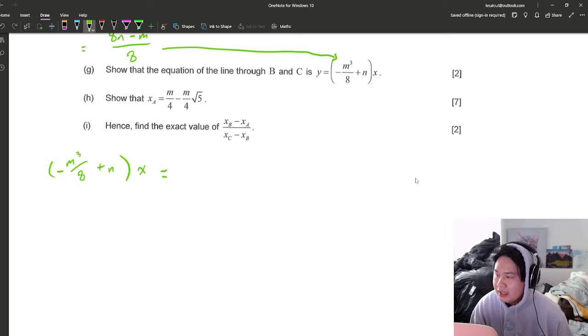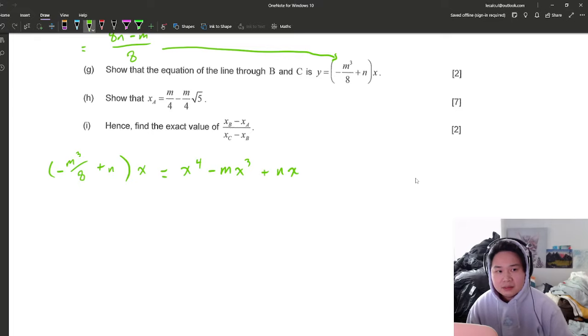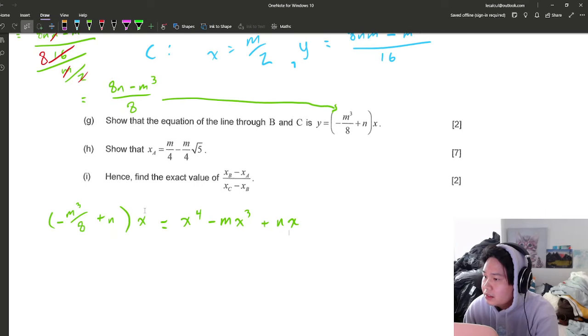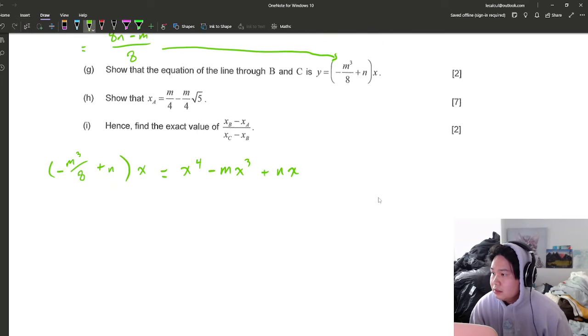So the line is equal to the function, the quartic. I think this is it. Okay. And multiply this in, and then move everything over to this side. Actually, I don't think I need to multiply it in.